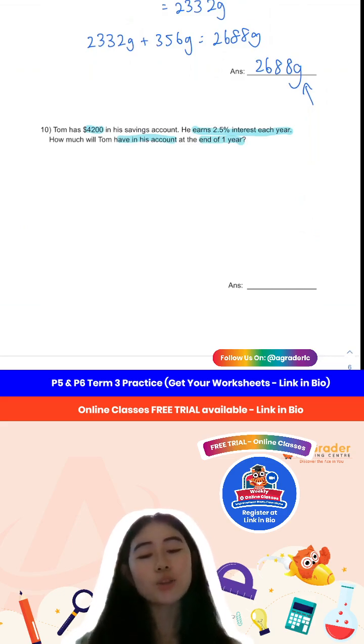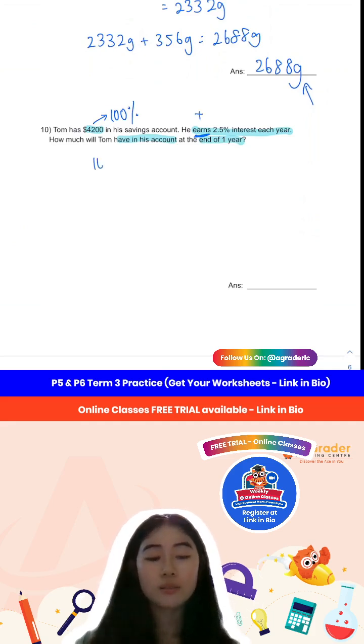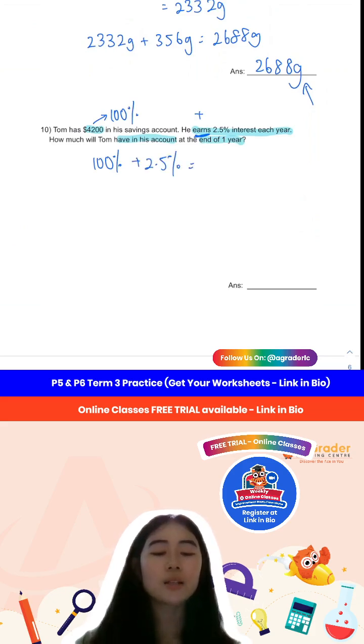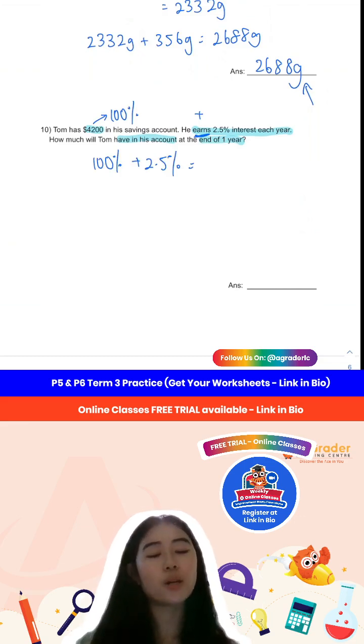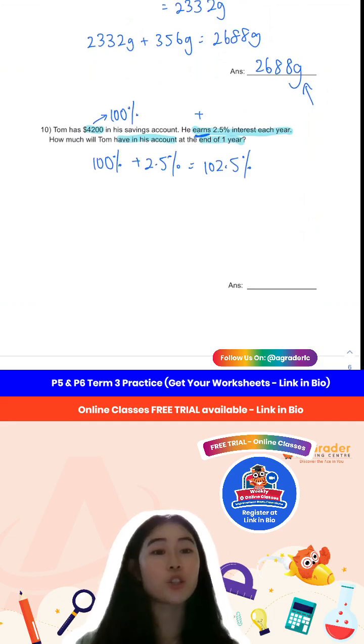Okay, so let's go through this. Whatever Tom starts off with is 100% of his money. And because he earns 2.5%, this keyword earns means that you can actually plus. So 100% plus another 2.5%, this means that in the end, he should have 102.5%. So all you need to do is to calculate this percentage.